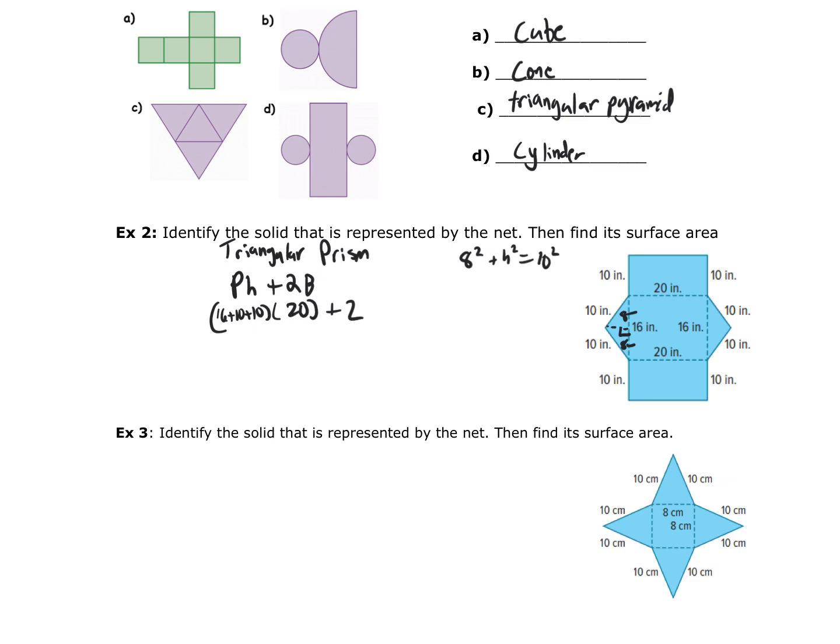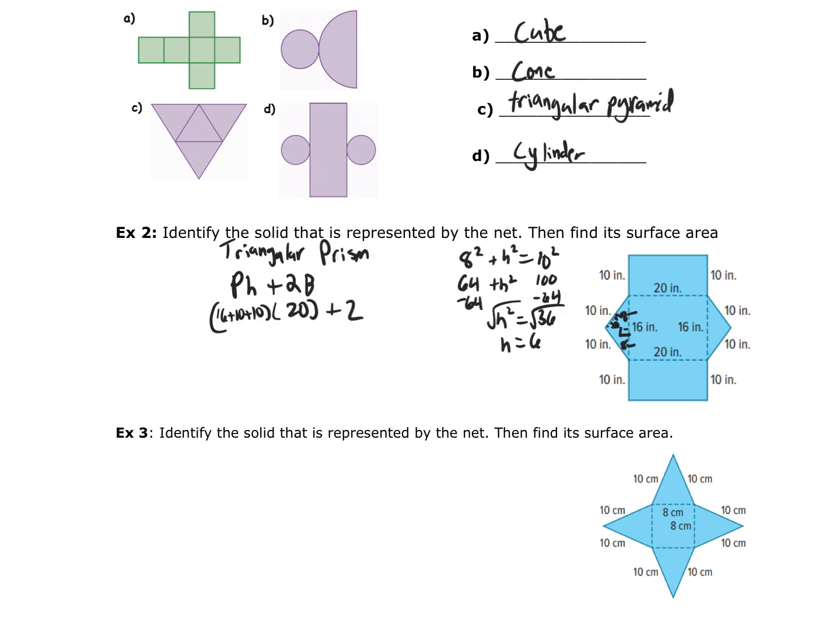So I can actually use the Pythagorean theorem to solve for this. 8 squared is 64. 10 squared is 100. So I can subtract 64 off of both sides to get h squared is equal to 36. And take the square root of both sides to get that h is 6. So this triangle has a height of 6 inches.